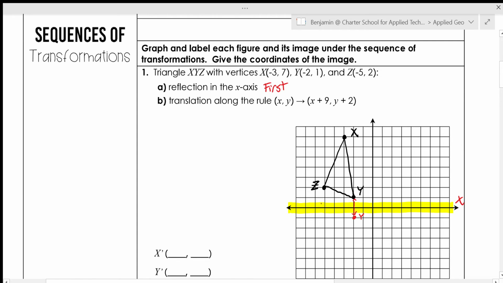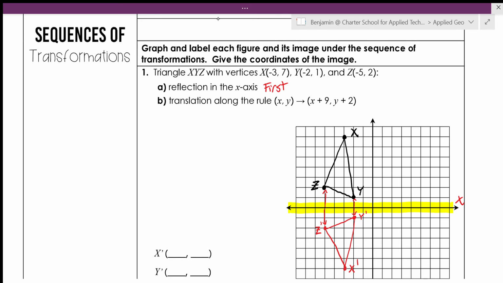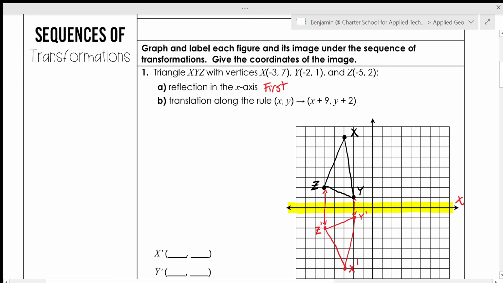If z is 2 up, I have to go 2 below. Okay, and then if x is 7 up, x has to go 7 below. Okay, so there's my new triangle so far. Remember, we're not just doing one, we're going to do 2 of them. So I did the first one, we're also going to do the second one.